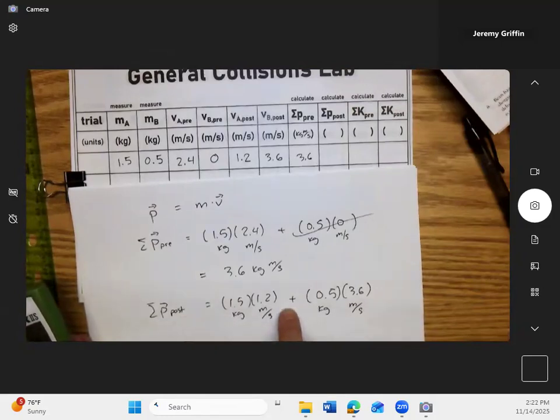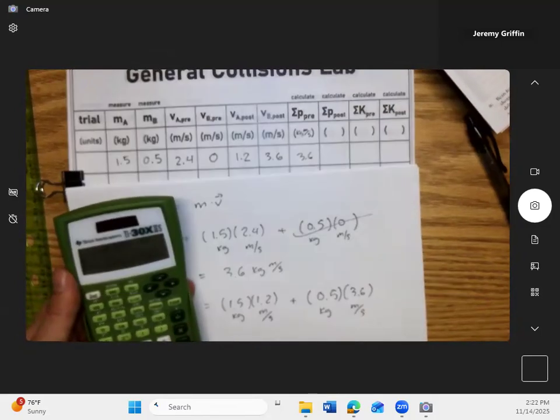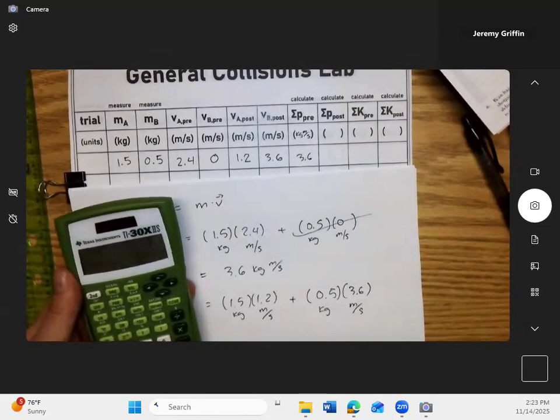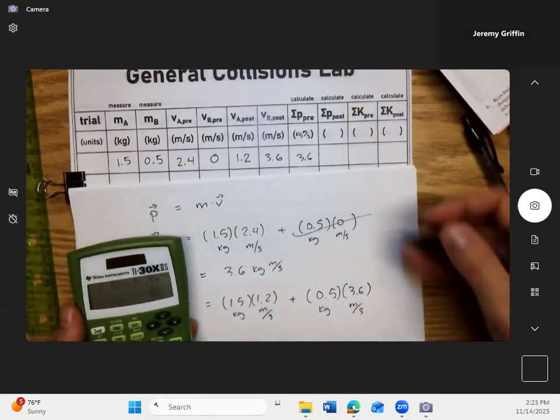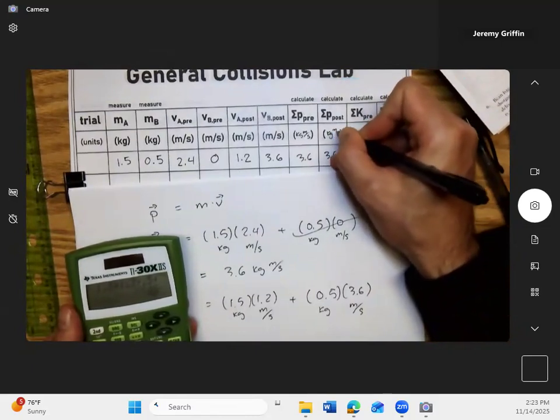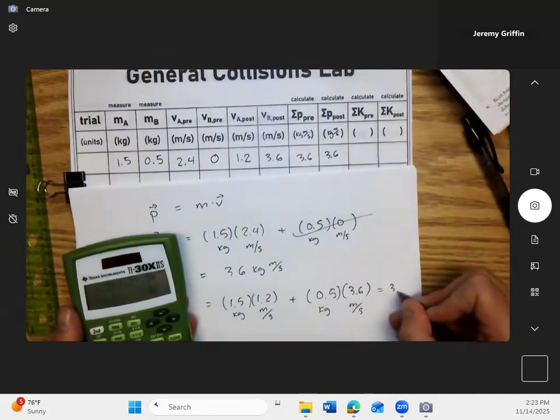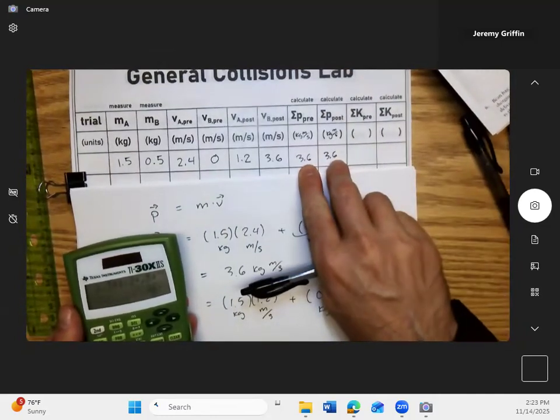Sum of means I'm adding, and momentum is mass times velocity. There's cart A, there's cart B. Put it together: 1.5 times 1.2 plus 0.5 times 3.6. And I get, oh, look at that, 3.6 kilogram meters per second. That's interesting. This whole thing is 3.6 kilogram meters per second. So it looks like my momentum actually was conserved.